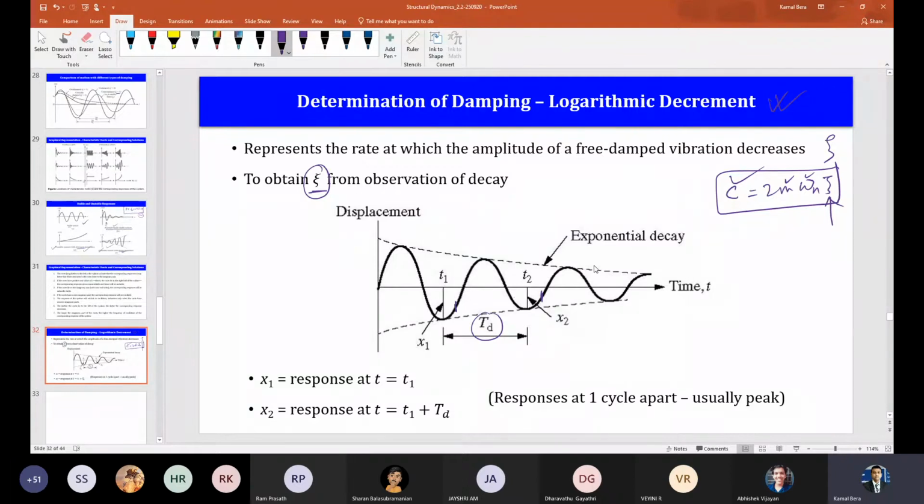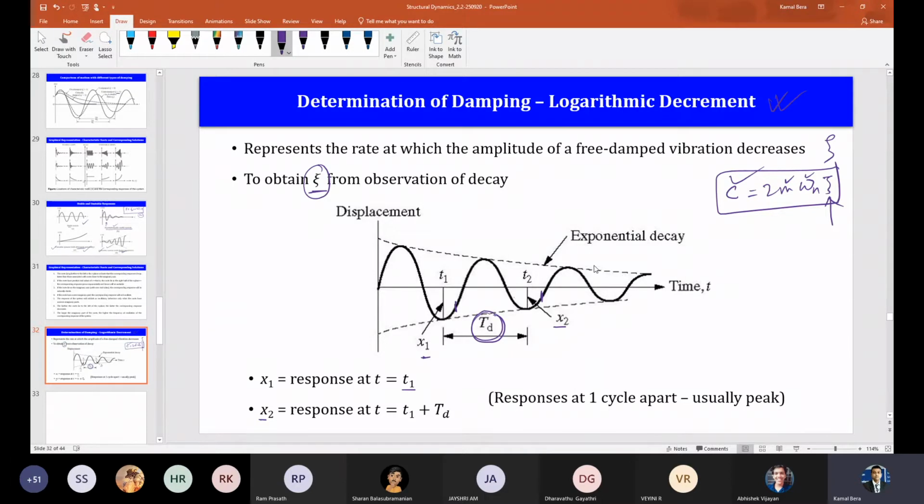So let us measure two peaks separated by time interval Td, that is x1 and x2. x1 is the response at time t equal to t1. So obviously x2 is the response at time t equal to t1 plus Td, one cycle apart. Even if it is not one cycle apart, let's say we measure after 5 cycles, because in the experiment this measurement can be a little bit wrong, or there will be some issues. So if I measure for, let's say, 10 cycles and then take the average, that will be a better measurement. That's all, nothing else is involved here. We will see that later. First, let us do it with one cycle apart.